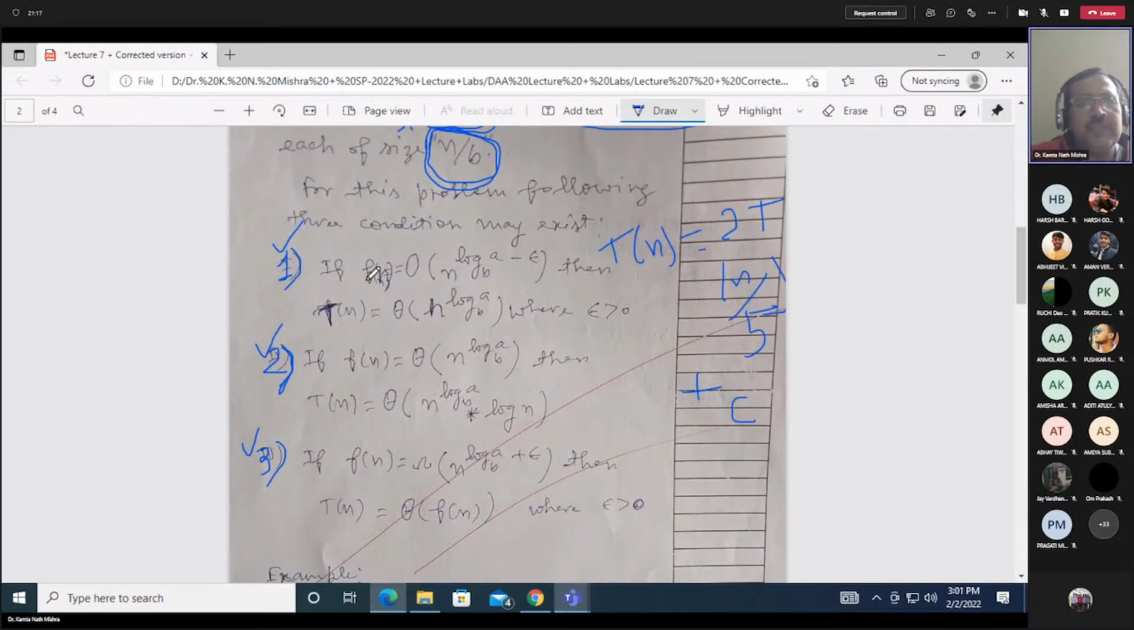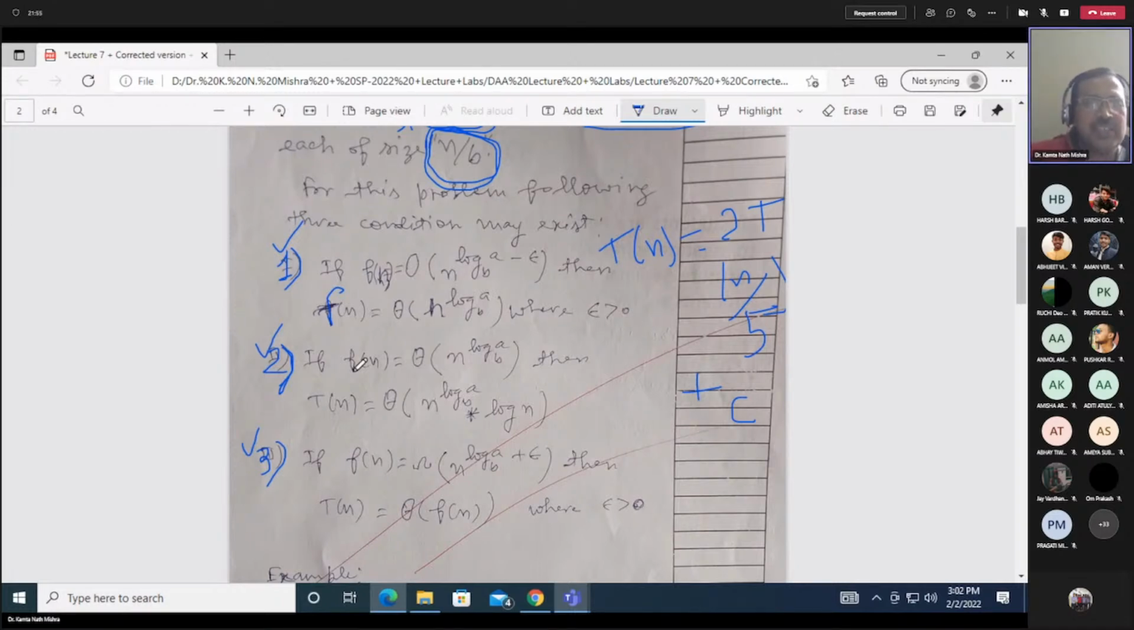So equation 1 says that if any function fn is of order big O of n power log a base b minus epsilon, then the order of this function will be theta of n power log a base b, where epsilon is greater than 0.